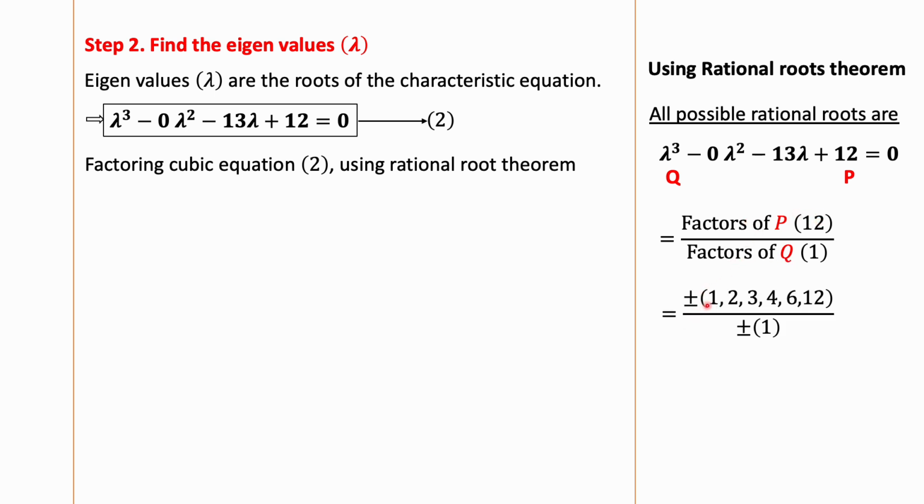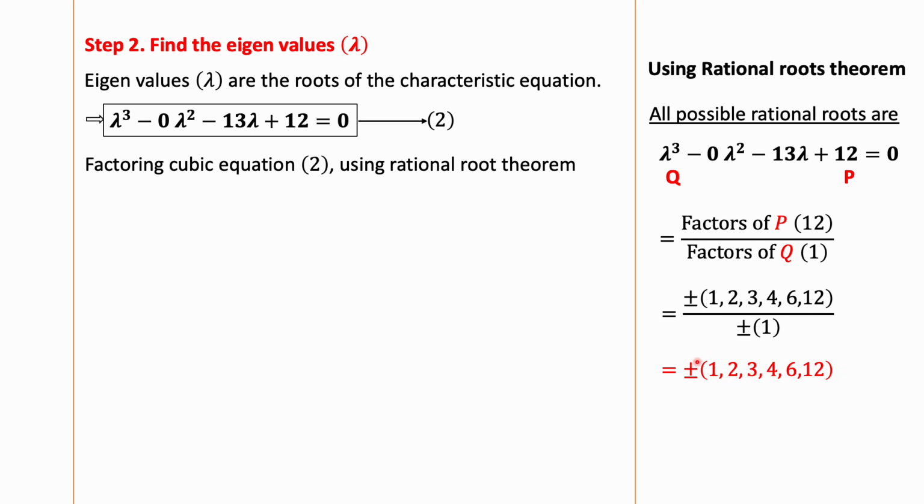It is equal to plus or minus 1 into 12, so 1 is a factor, 2 into 6, 2 is a factor, 3 into 4 is equal to 12, 3 is a factor, 4 into 3 equal to 12, so 4 is a factor, 6 into 2 is 12, so 6 is a factor, 12 into 1 is equal to 12, so 12 is a factor. So plus or minus 1, 2, 3, 4, 6 and 12 are factors of 12. Now factors of 1 are plus or minus 1. So the possible roots are plus or minus 1, 2, 3, 4, 6 and 12.